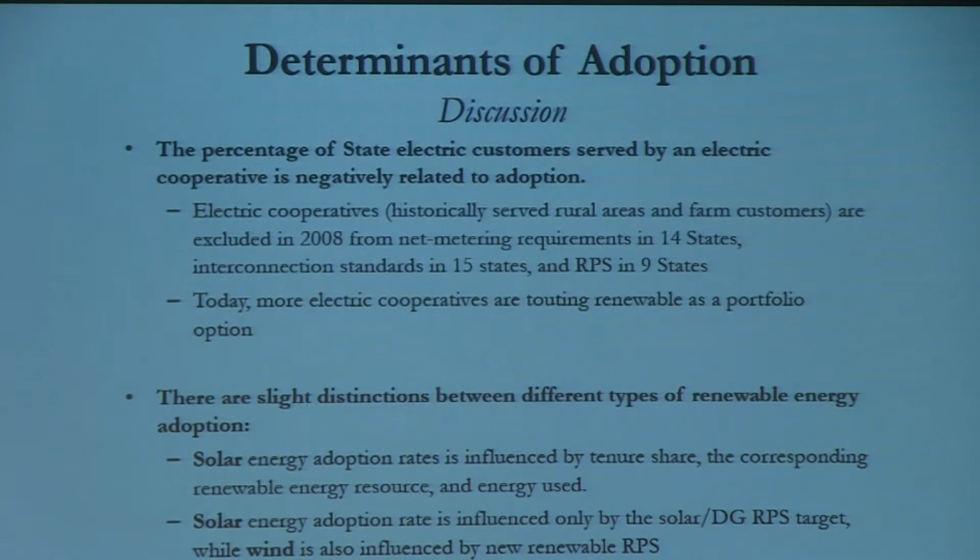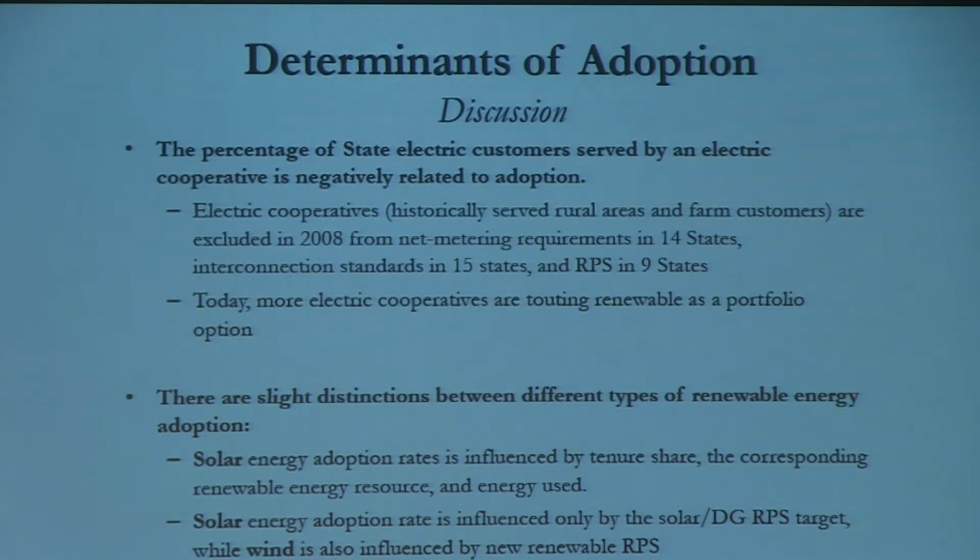In terms of cooperatives, we see that the share of customers that are served by electric cooperatives actually negatively influences adoption. The reason for this is that a lot of electric cooperatives, which historically have served rural areas and farm customers, are excluded from net metering, interconnection requirements, and RPSs. However, in the last years, more electric cooperatives are supporting renewable as an option for their business, and there have been some very interesting examples, so it's going to be nice to see how this is going to evolve in the future.